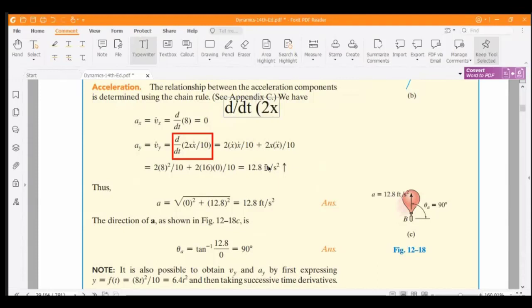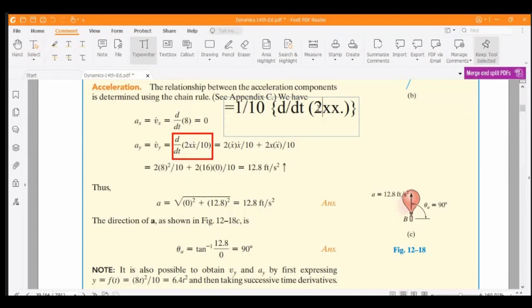Of x, I wrote x dot on the side, divided by 10, so the 10 will come out, equal to 1 divided by 10, bracket close. This is the same meaning as this one.